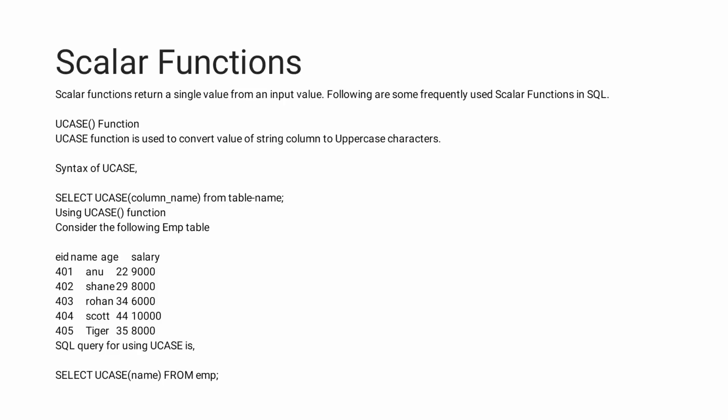The syntax is select UCase of column name from table name. So we are applying the uppercase on names only. Only character oriented columns we can apply scalar functions, uppercase and lowercase, on. Here we have the name column with strings, so that's why we are applying the uppercase function on name. So select UCase of name from EMP.